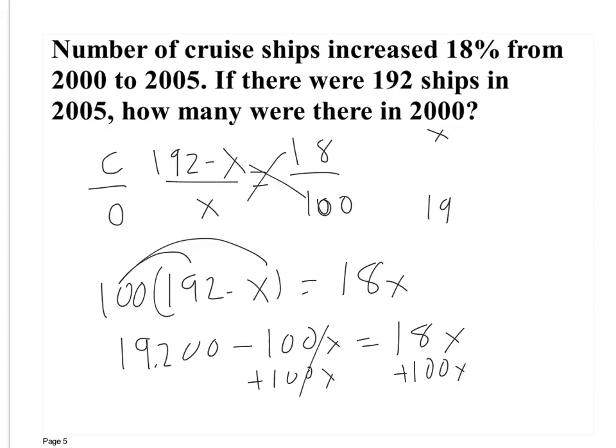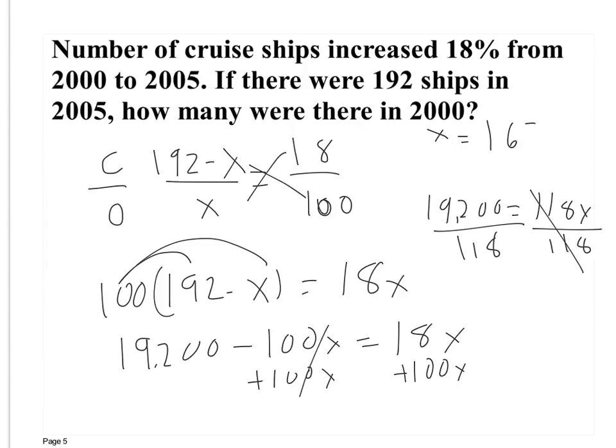That gives me 19,200 is equal to 118X. I look at what's being done to X. I want to do the opposite of it. Since I was times it by 118, I divide by 118. And so X, my number of ships, comes out to this. 163.